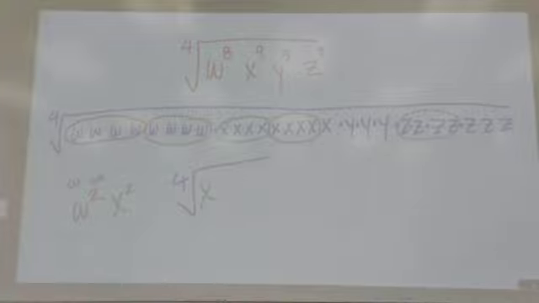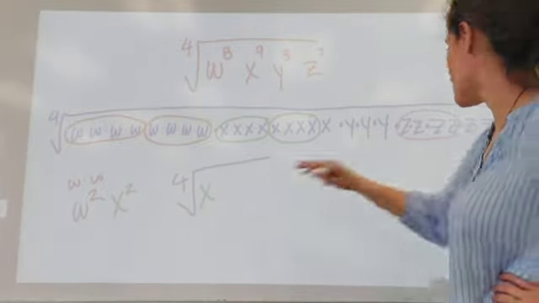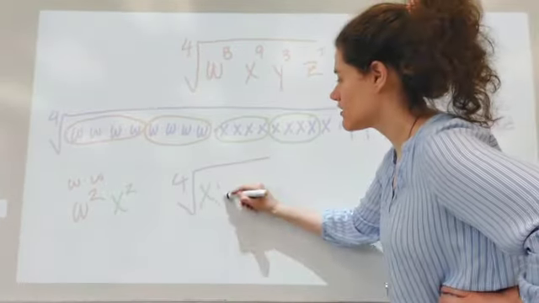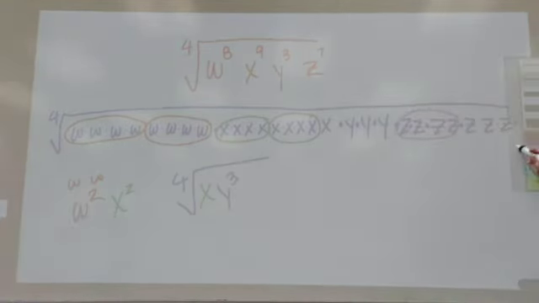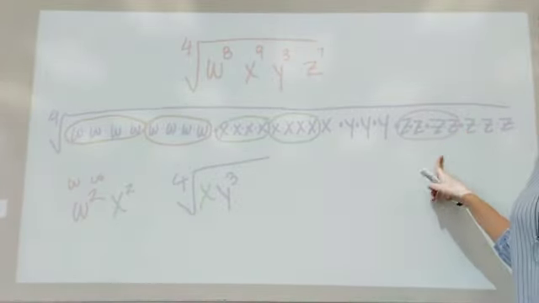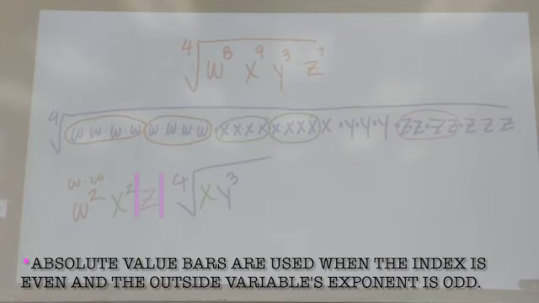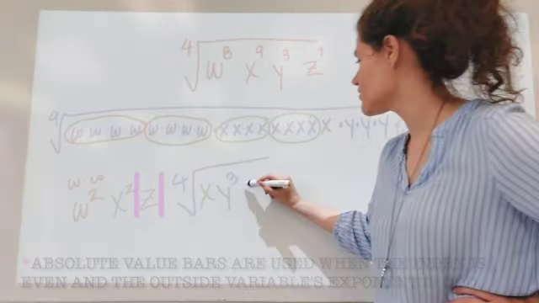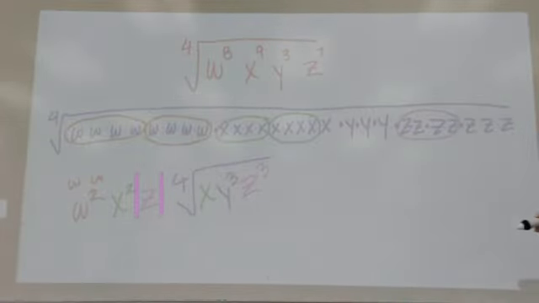Now let's look at the Y's. The Y's didn't have any groups, so all 3 of these Y's are going to stay on the inside as Y cubed. Now we've got the Z's here. I only had one group of 4 with my Z, so just one Z goes to the outside. Here, I've got three Z's left without any group, so Z cubed stays on the inside.